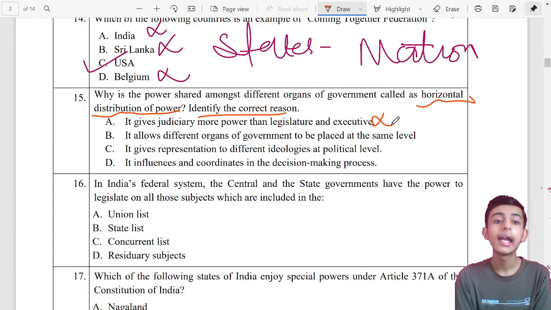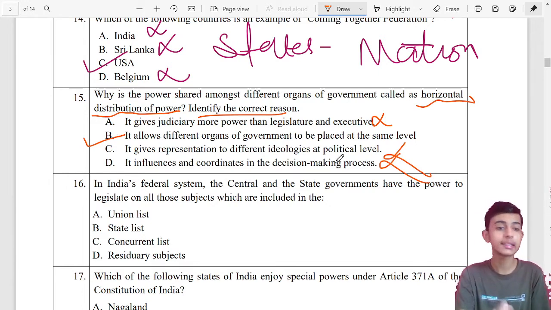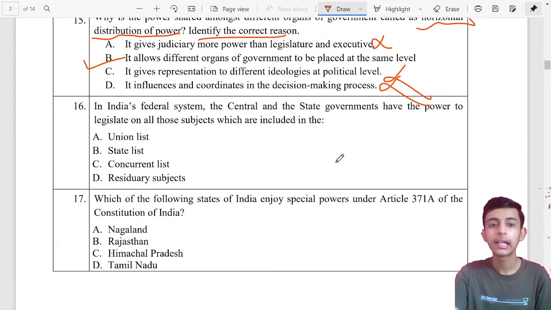Clarity is there. It allows different organs of government to be placed at the same level. This is the correct answer. But let's read. It gives no, and it influences not at all. The answer is B15, that it allows different organs of government to be placed at the same level so that there is equality and each organ checks the others, and that's why balance is created.